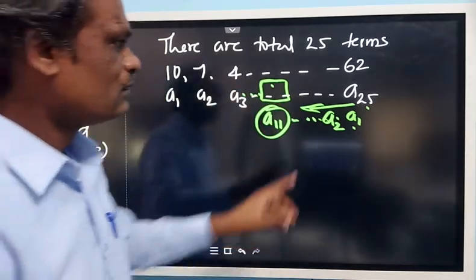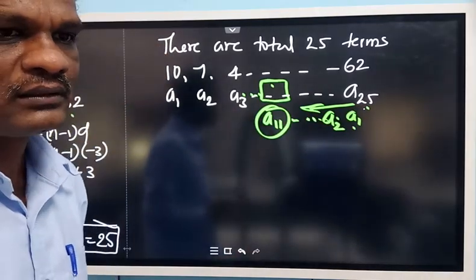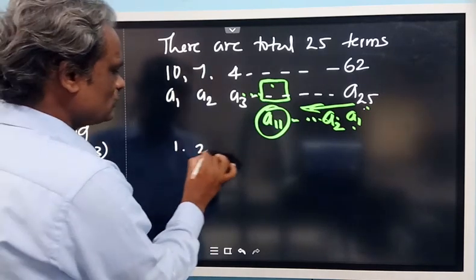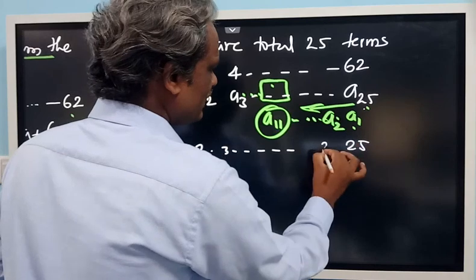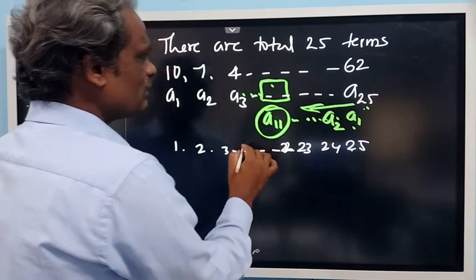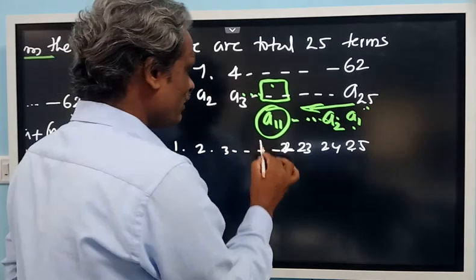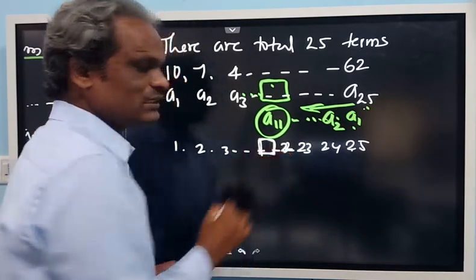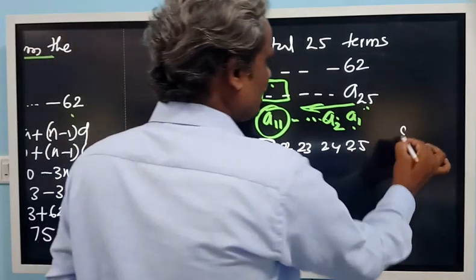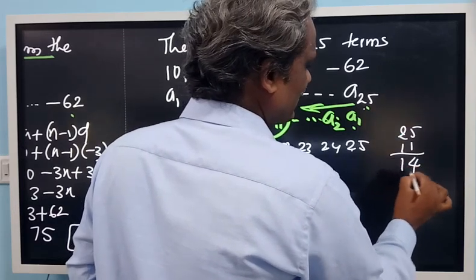How to find out? There are 25 terms. Subtract 11 terms from the 25 terms. See, 1, 2, 3, up to 25, then 25, 24, 23, like that. How many numbers do you have to subtract? 11 terms, since I want the 11th term. So it is the 14th term. Is it correct? Yes, sir. You are subtracting 25 minus 11, which is 14. You are getting the 14th term.